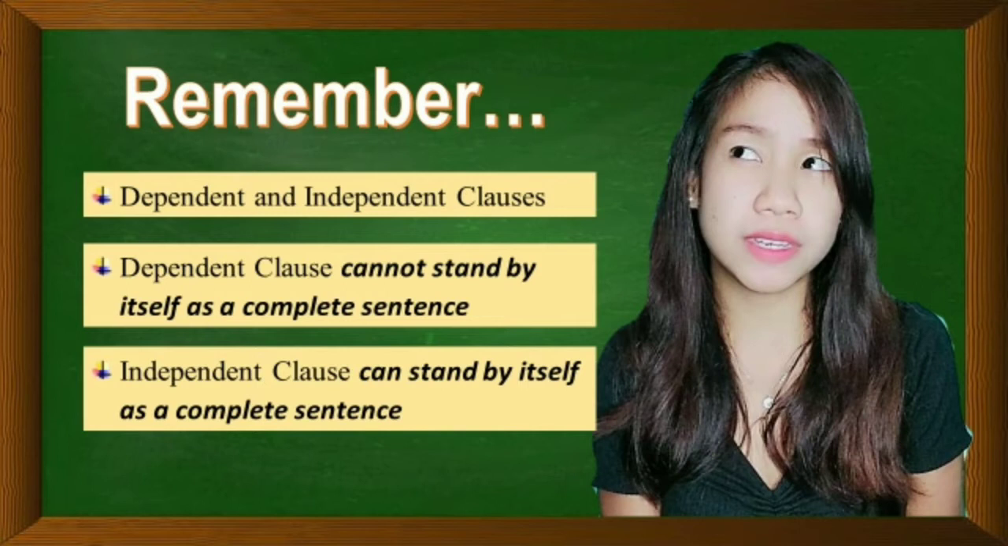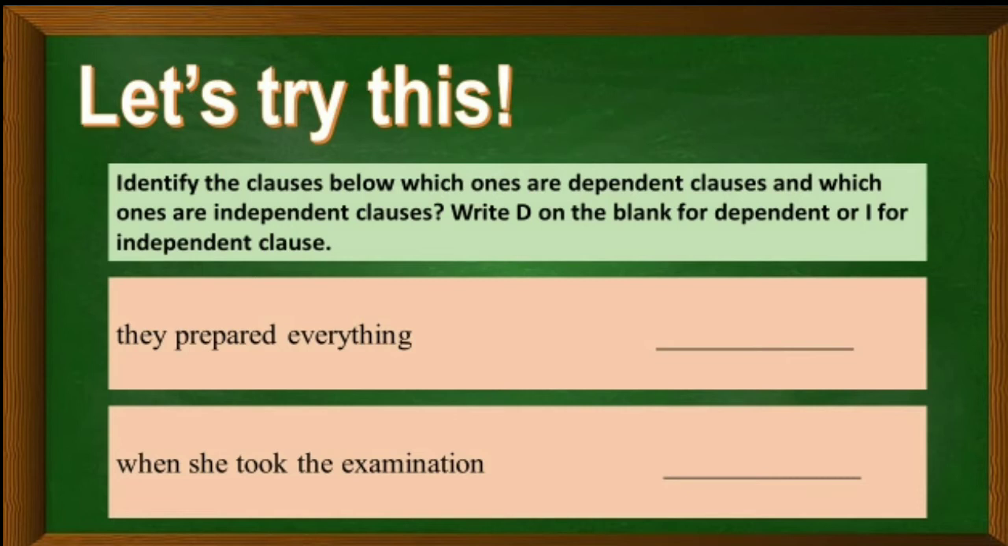When we say dependent clause, it cannot stand by itself as a complete sentence. There's no complete thought in a dependent clause. And for an independent clause, it can stand by itself as a complete sentence. This is the exact opposite of a dependent clause. And so in your examination, there will be a part where you have to identify which ones are dependent clauses and which ones are the independent clauses.